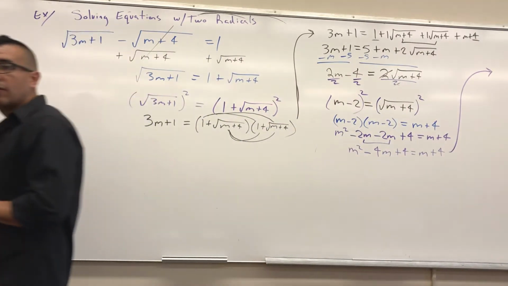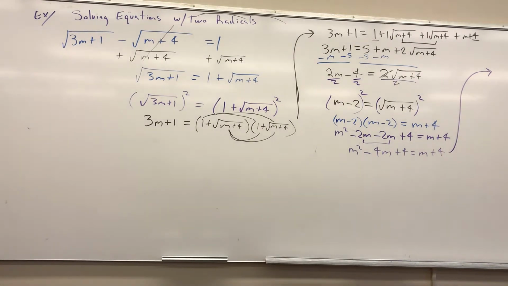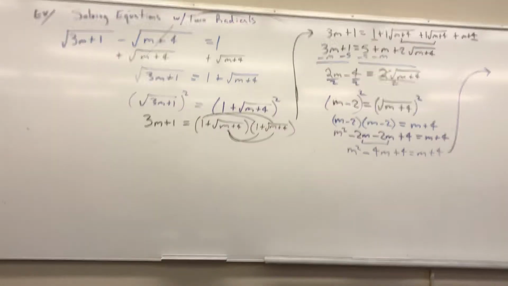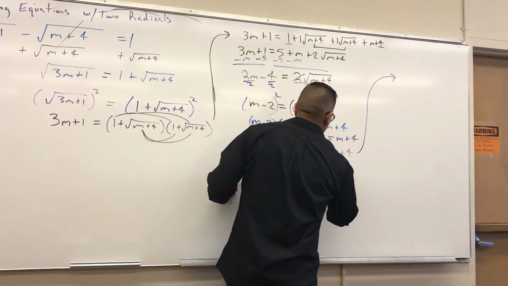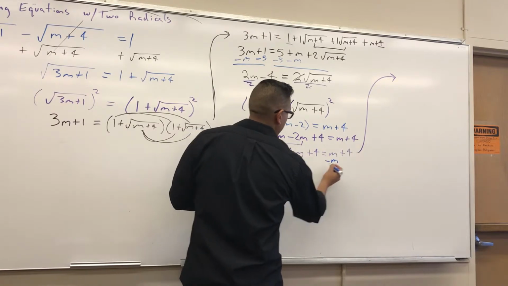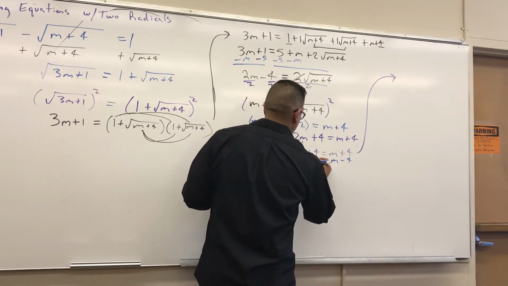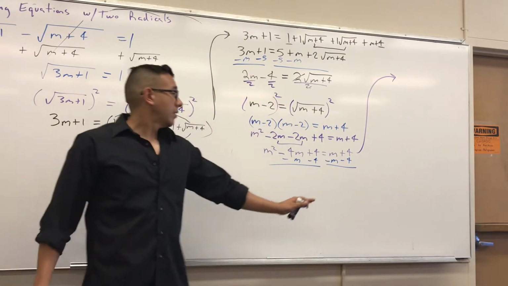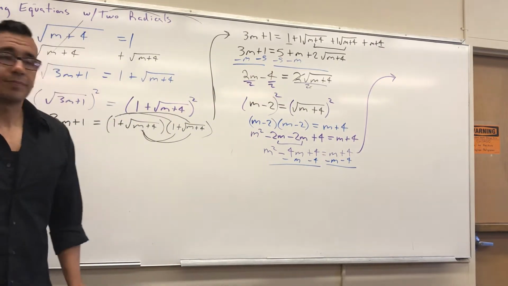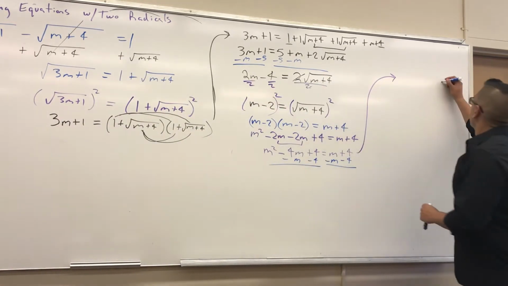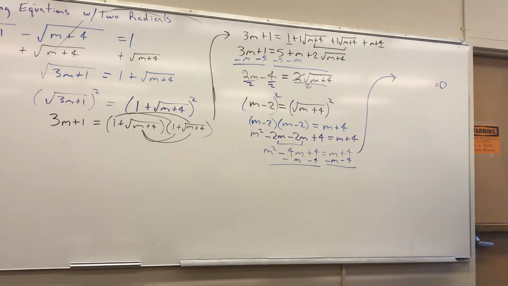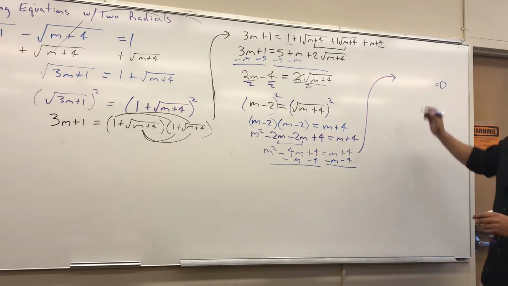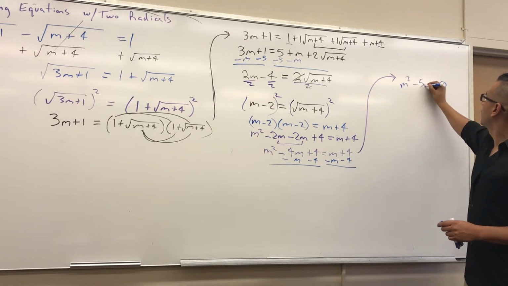All right, any questions so far? All right, next step. You told me to set this equal to 0. So let's do that. Minus m minus m minus 4 minus 4. So we're going to set our right hand side equal to 0. So we got 0 on this side, and when we combine our like terms here, what are we going to get on the left hand side? Good, m squared minus 5m.